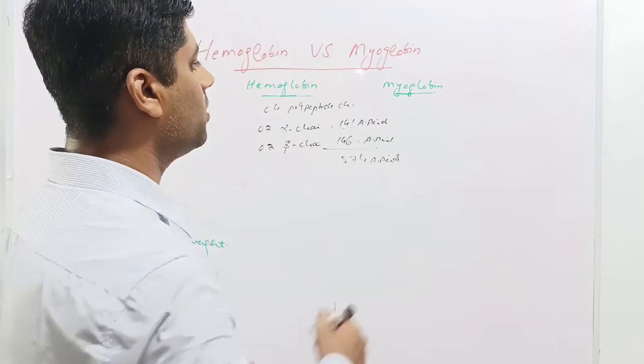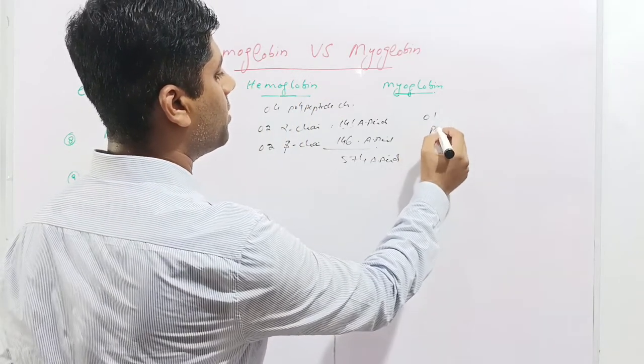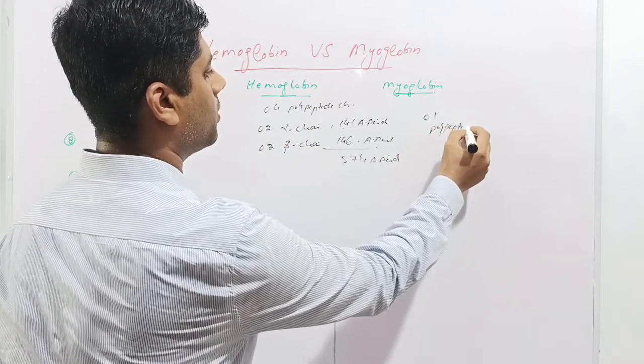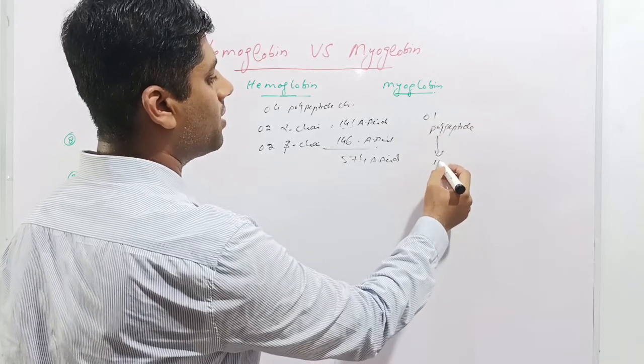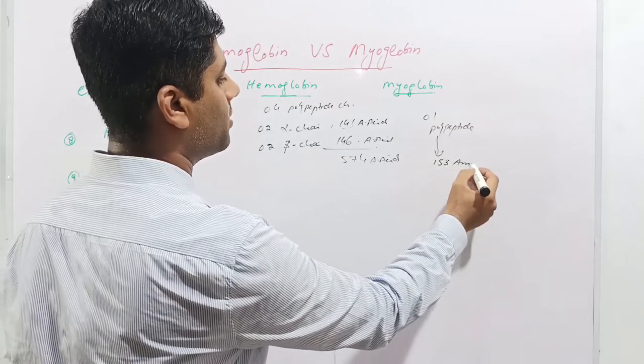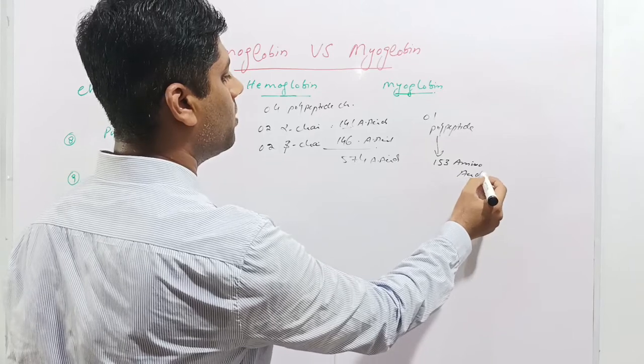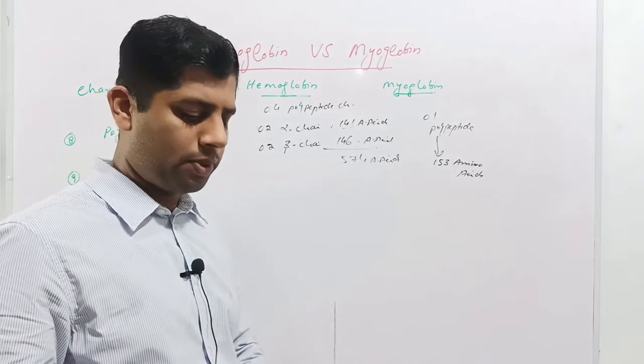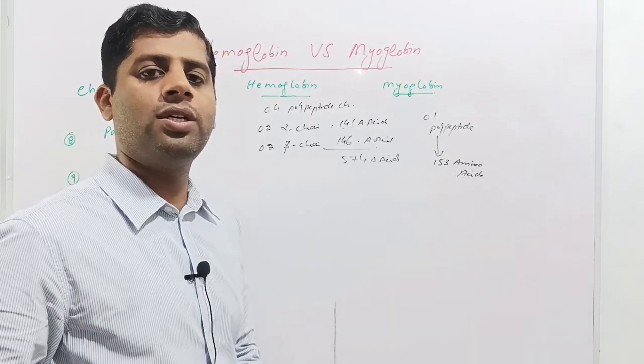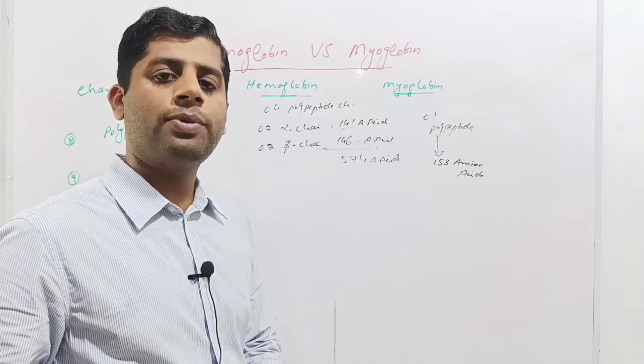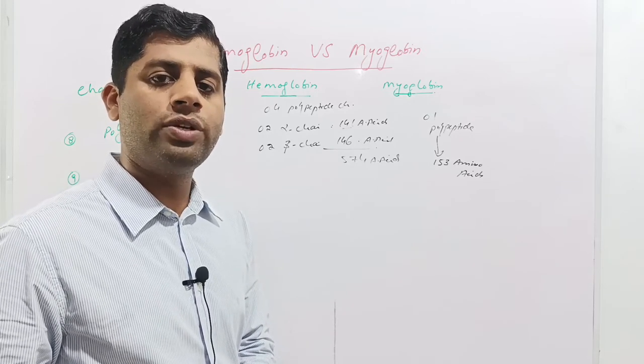While in case of myoglobin, there is only one polypeptide chain, and this polypeptide chain contains 153 amino acids. So one myoglobin molecule has only one polypeptide chain comprising 153 amino acids. So total number of amino acids in the molecule of myoglobin is 153.